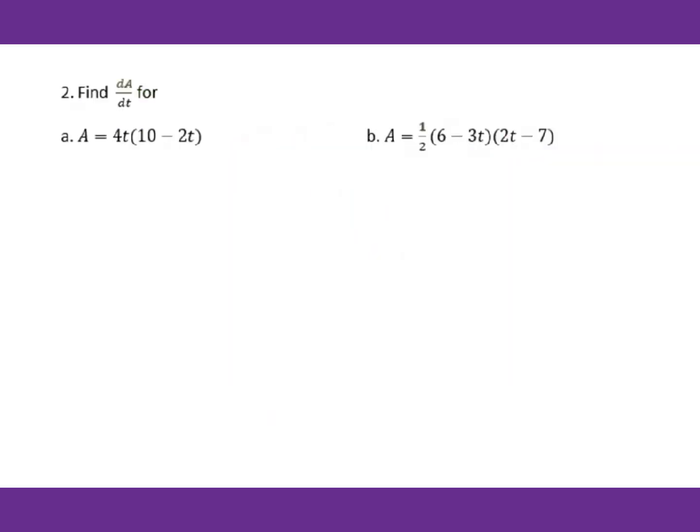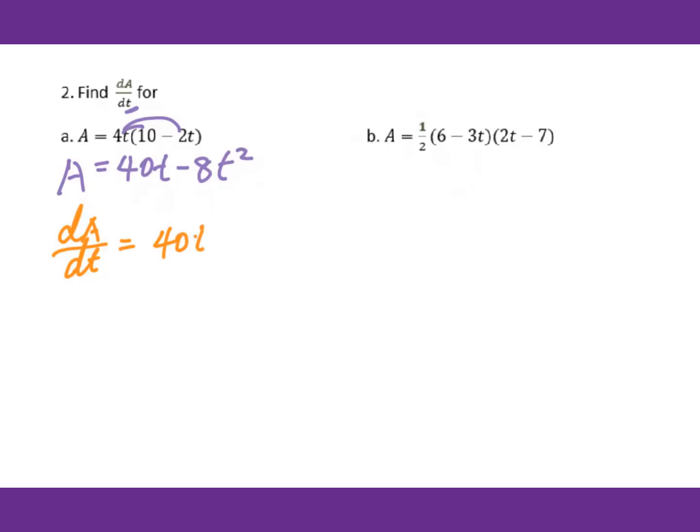Let's go to number 2, find the dA by dt. dA by dt, which means t is the variable. So for A, we do distributive property, get the 40t minus 8t squared. Then we do dA by dt equals 40t minus 80t squared. So we have 40 minus, drop down, that's a 16t.